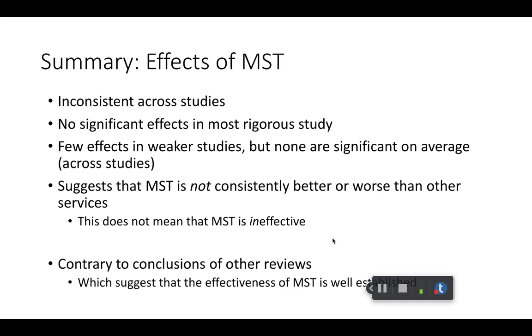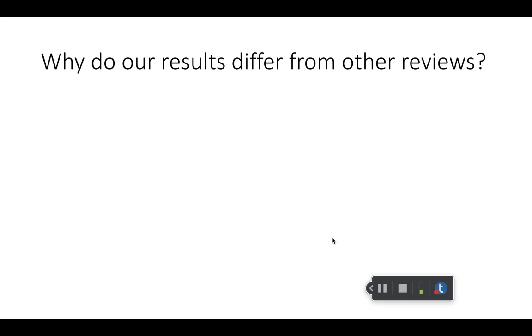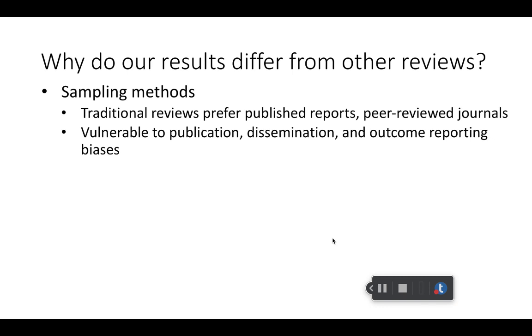This is contrary to the conclusion of other reviews. I've now found 100 published reviews that suggest that the effectiveness of MST is well established. Why do our results differ so dramatically from the results of other reviews? Part of it has to do with what I'll call sampling methods. Traditional narrative reviews prefer published reports in peer-reviewed journals, so they're vulnerable to publication, dissemination, and outcome reporting biases.